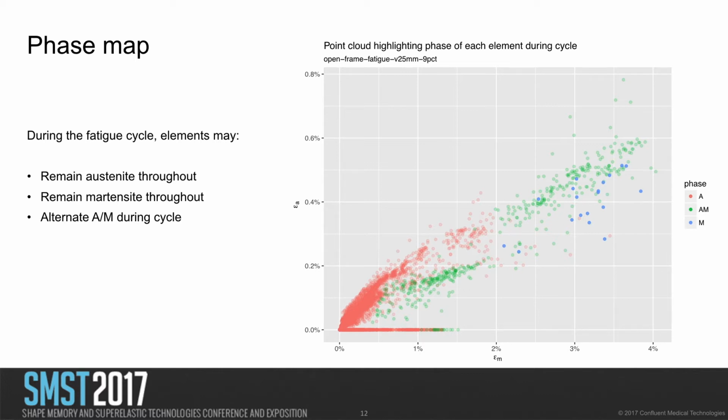It's been described as a front of transformation moving through the material. And with these methods, we can look at the state of each element at each cycle of that fatigue cycle that we're interested in, understand if each point is austenite or is martensite, and then we can compare the loaded and unloaded end of that cycle, compare each point, and figure out which points are changing phase.